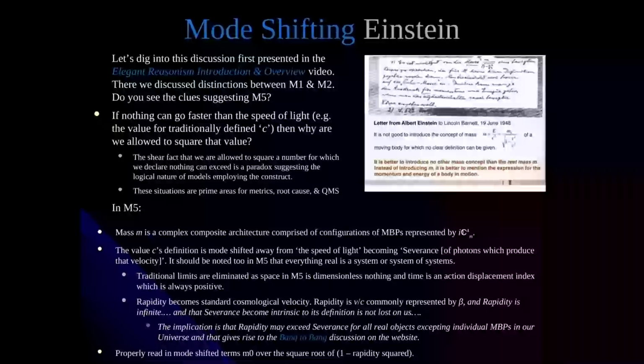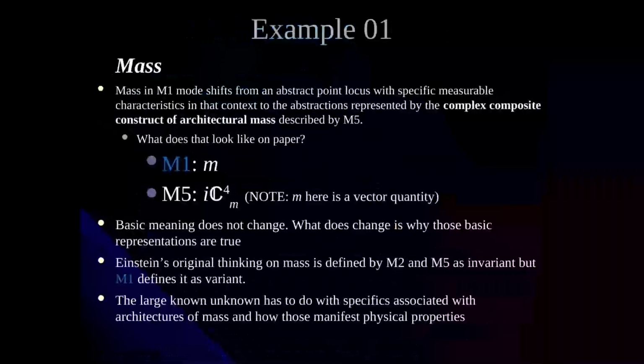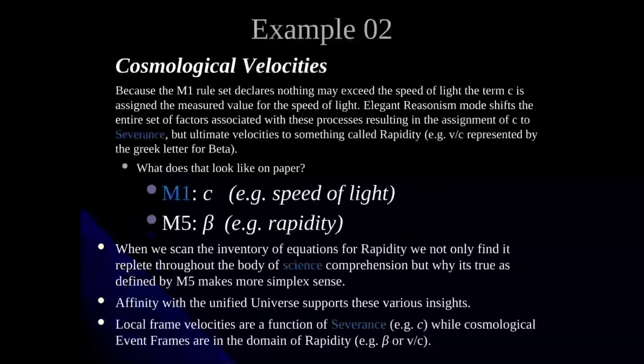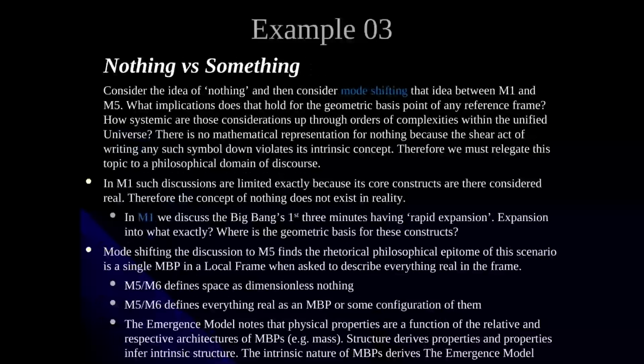Mass, and example 1 here, I think we've talked about this already. Yeah, we have, I think. So I'm going to go on by this. Example 2 is cosmological velocities. We just mentioned that a little bit about rapidity. I think I've talked about that one as well. Example 3, the nothing versus something discussion.